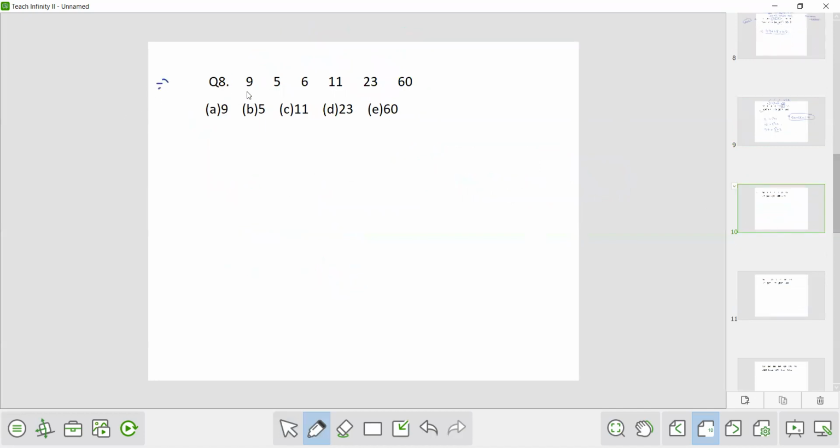Now question number 8. Now looking at the series 9, 5, 6, 11, 23, 60. Now which slope is this? So this is a concept on mean slope. Mean slope, I have told you that the larger number will be near to 3 times, 2.5 times like this. So 23 and 60 seems to be near to 2.5 times.